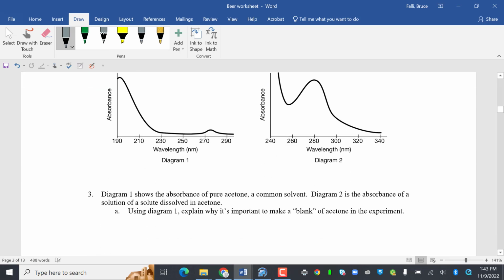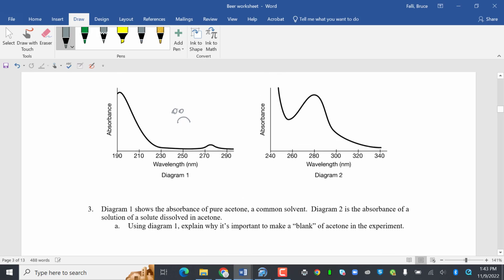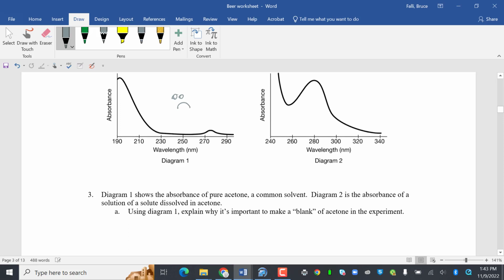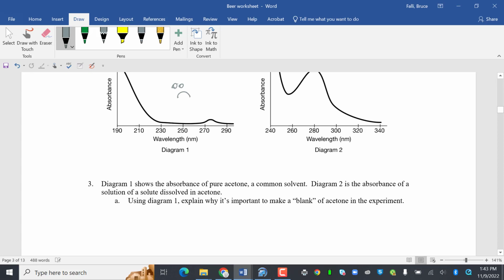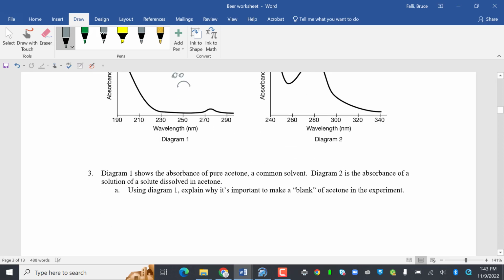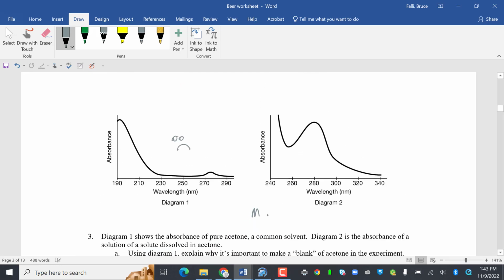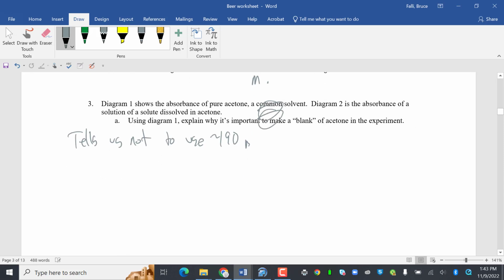Diagram 1 shows the absorbance of pure acetone, a common solvent. Diagram 2 is the absorbance of a solution of a solute dissolved in acetone. Using diagram 1, explain what's important to make a blank of acetone in this experiment. It tells us not to use 190 nanometers because that's where the height is. These are false heights, false peaks.